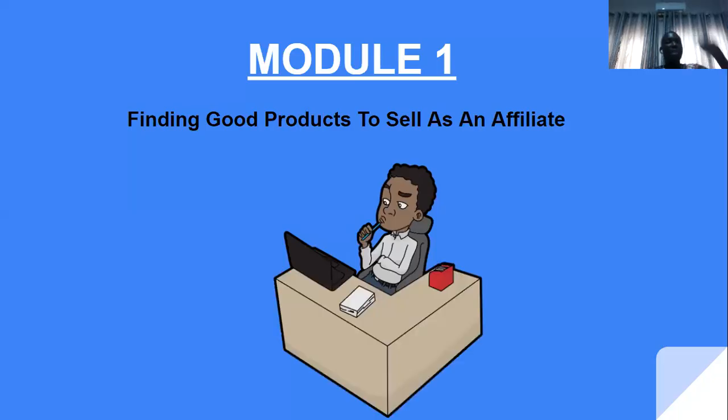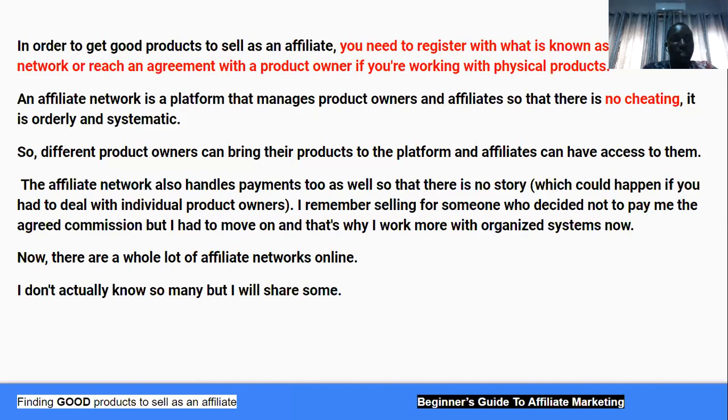So this is the first module: how to find good products to sell as an affiliate. In order to get good products to sell, one of the things you might need to do is register with what is known as an affiliate network, or reach an agreement with a trustworthy person if you're working on physical products or even digital products.